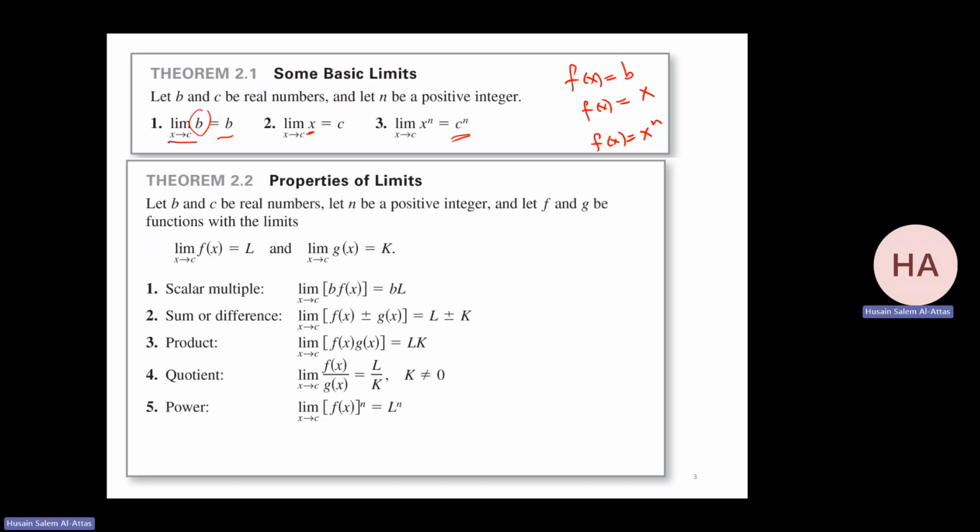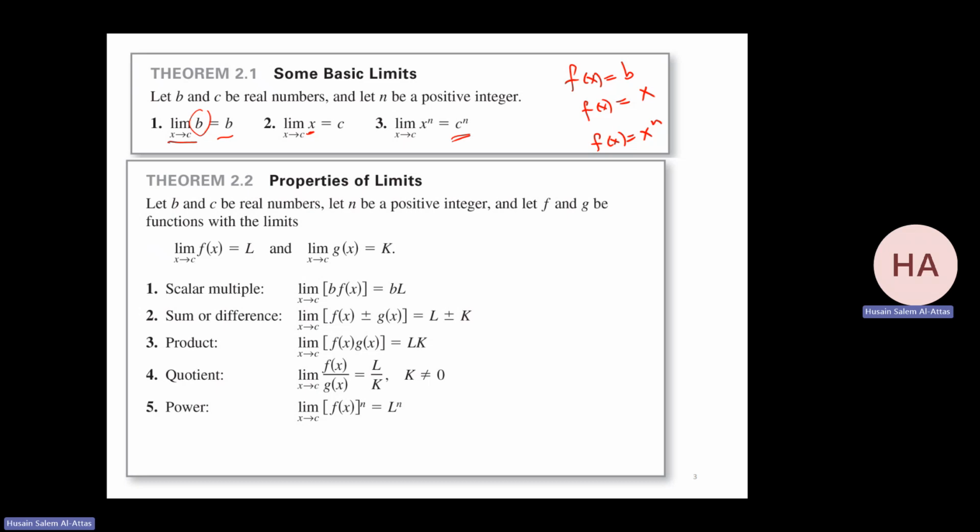Actually, we'll talk about it in section 2.4. For any continuous function, for the limit you just substitute. Finding the limit is similar to doing substitution, and that will be for all continuous functions.